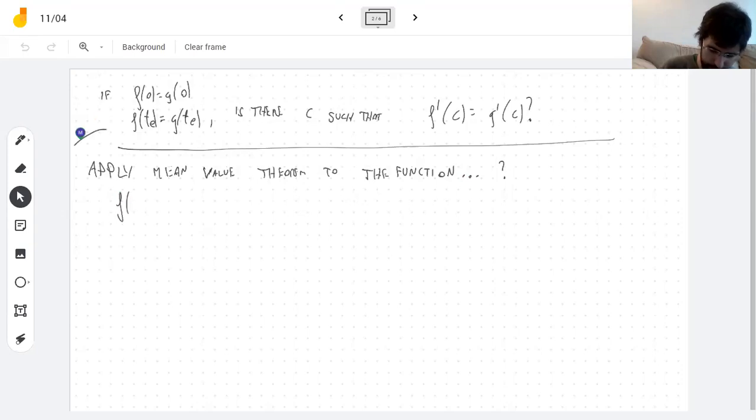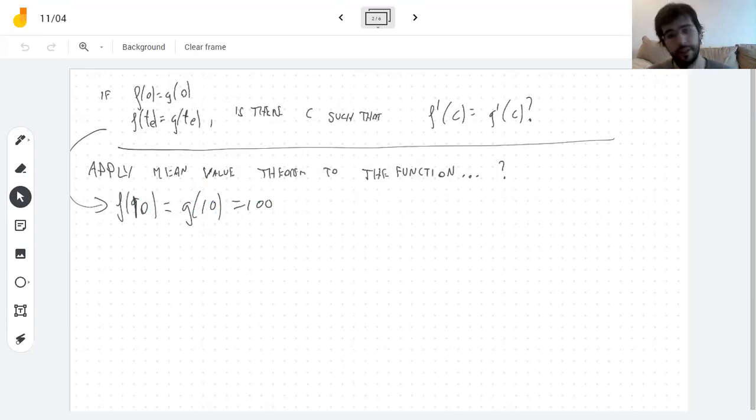So this says f of 10 seconds, these are incredible runners, is g of 10 seconds, which is 100 meters. So this is saying 100 meters equals 100 meters. I can apply the mean value theorem to the constant function, but it's not very interesting. So the thing is, I need a function. What functions are there?